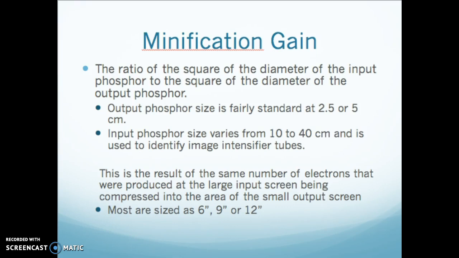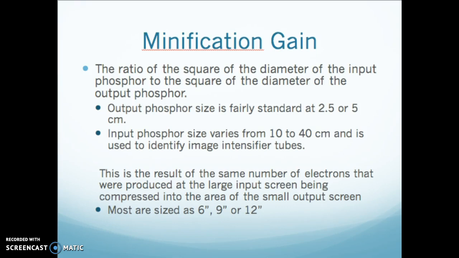Minification gain: the ratio of the square of the diameter of the input phosphor to the square of the diameter of the output phosphor. So the output phosphor is fairly standard. In modern units, it's 2.5 centimeters. The input phosphor varies from 10 to 40 centimeters and is used to identify image intensifier tubes. So we're going to talk about the magnification here in just a minute.